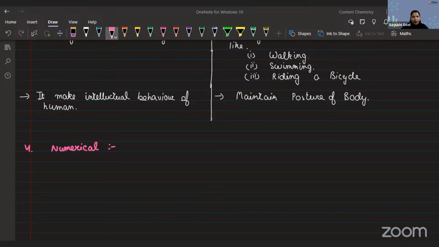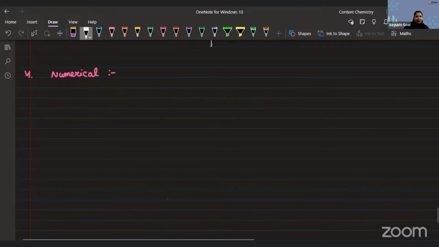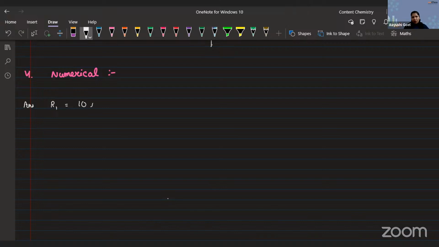Now see, how will you solve a numerical? Let's say they have given me resistances connected in parallel. One is 10 and second is 15, and they are asking me the total resistance. So how will I solve? First, always write what they have given you in the answer. They have given R1 is 10 ohms, R2 is 15 ohms. Asking R total, question mark. Let's say in the question they have given you voltage also. Let's take voltage to be 12 volt, and they are asking current also.